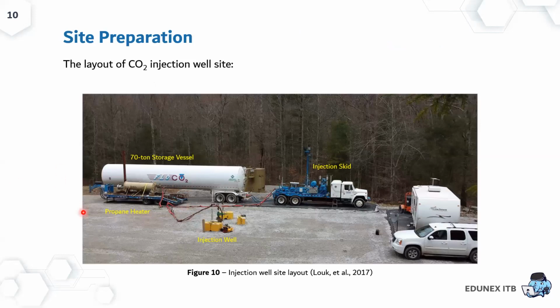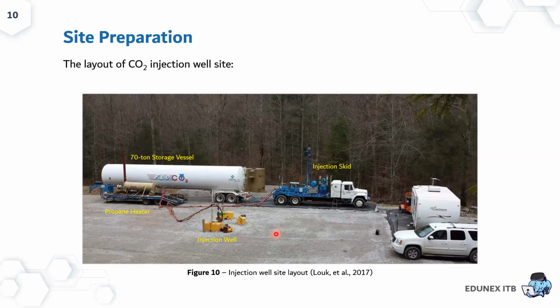So this is the layout of the carbon dioxide injection well site. The road to the well pad was re-gravelled and graded to facilitate carbon dioxide delivery by truck to the injection site. A 70-ton carbon dioxide storage vessel was permanently stationed on site and refilled periodically by 20-ton tankers. The skid pump with all the controls and meters, as well as the propane tank and heater for heating carbon dioxide, was also located inside.